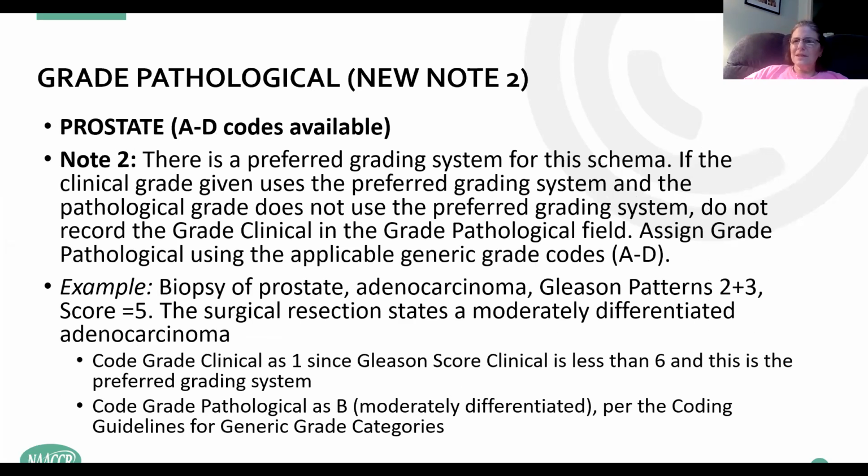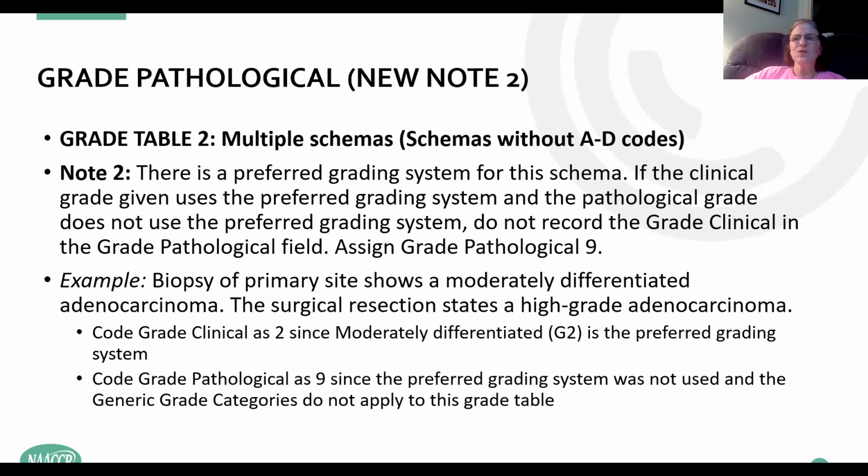So then you have the prostate. Once again, we have a preferred grading system. This is the Gleason. So example, biopsy of prostate's adenocarcinoma, Gleason patterns 2+3, and your score is 5. The surgical resection states a moderately differentiated adenocarcinoma. Moderately differentiated is not the terminology used for prostate grading. So in this case, your grade pathological would be a B, the moderately differentiated. You would not use the information from the clinical grade. This is like mixing apples and oranges.